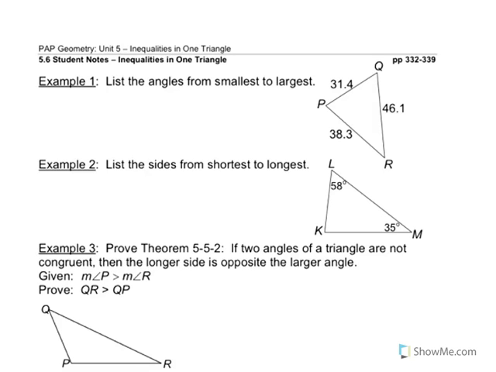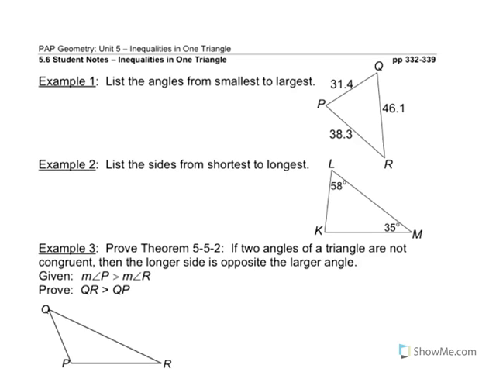Geometry 5.6 lesson on inequalities in one triangle. We're going to just jump right in. It says list the angles from smallest to largest. And so we have this triangle over here on the right. Well, they didn't give us the measure of the angles. They gave us the measure of the sides. So I think you could probably figure this out.